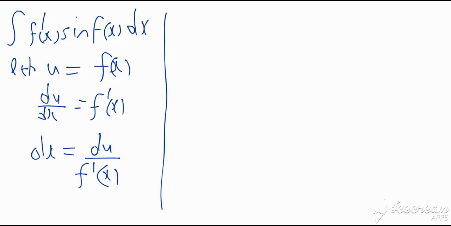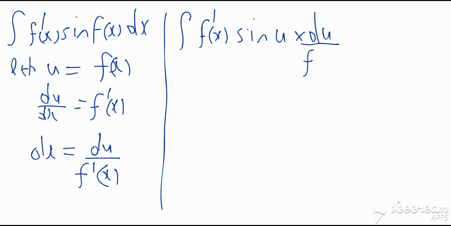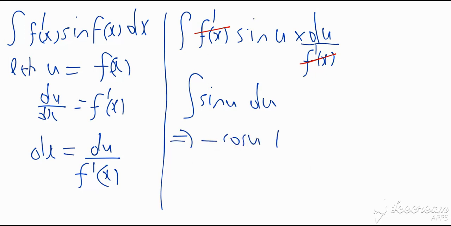So when I go back to the integral and I substitute it, I'm going to have the integral of f prime of x times the sine of u times du over f prime of x. Now, see what is going to happen here. This takes out that. So I'm going to be left with the integral of sine u du. Of course, when we integrate sine u, we end up with negative cos u plus c. But of course, recall that u was equal to f of x. So I'm going to have negative cos f of x plus the constant of integration, which is c.